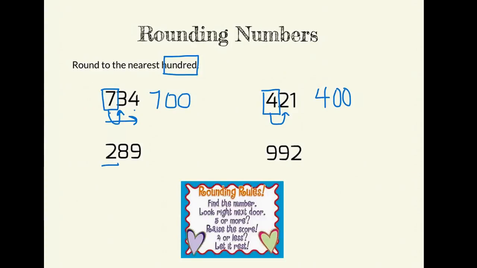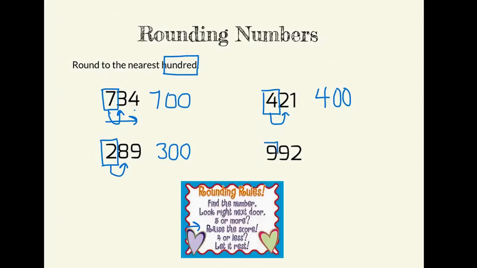289. 2 is in the hundreds place. Look right next door. 8 is a big, strong number. Remember, 5 or more, raise the score. 8 will bump up my 2 to a 3. All the numbers after change to zeros, so 289 rounded up to 300.